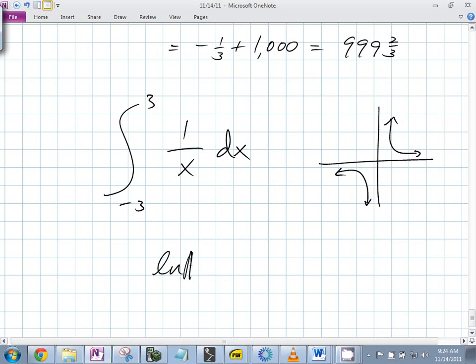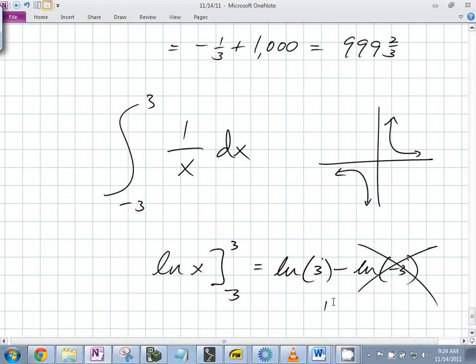Now, you could say it is the natural log of the absolute value of x, from -3 to 3, in which case, what do you get? ln 3 minus ln 3 is 0. So sometimes you get answers that make sense, but just be really careful. It's not always going to be like that. Be really, really careful.